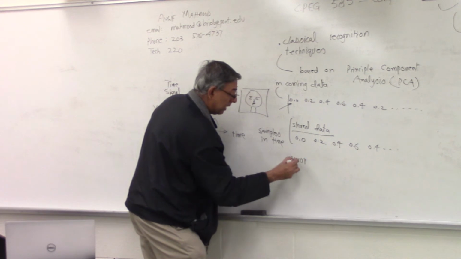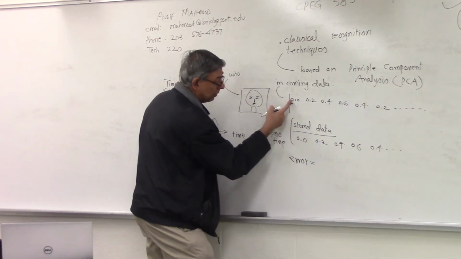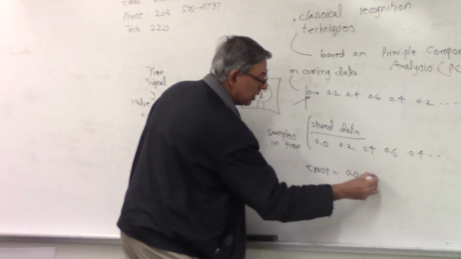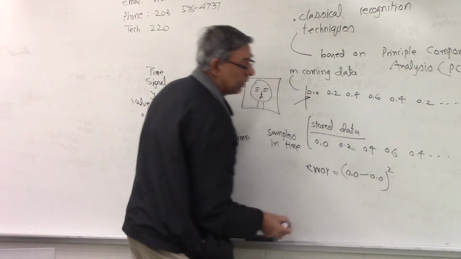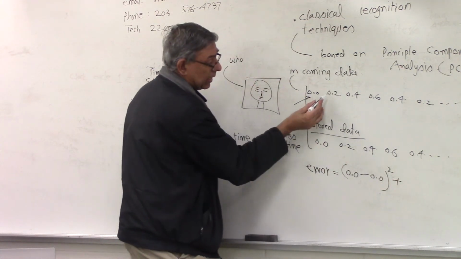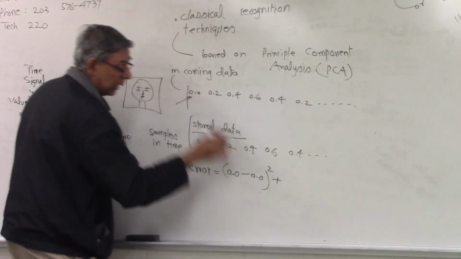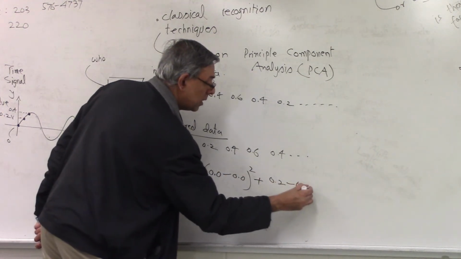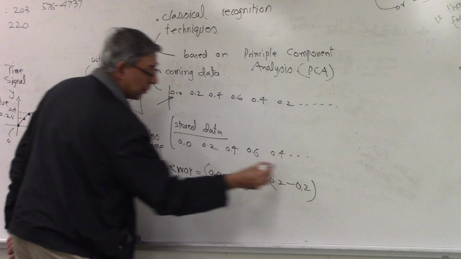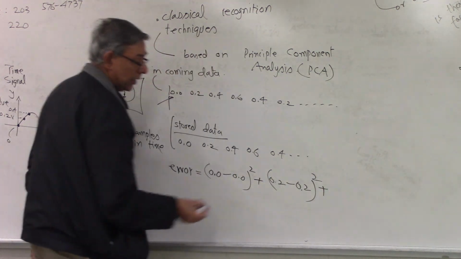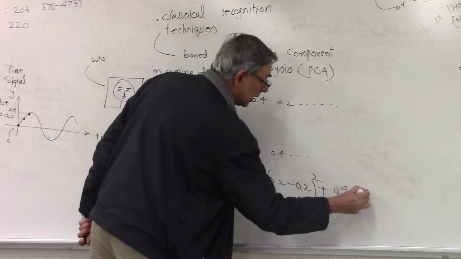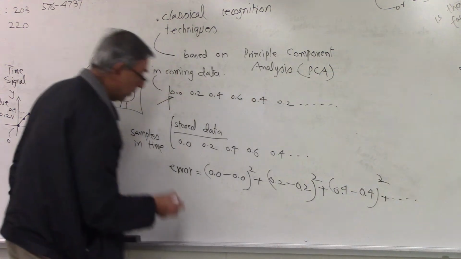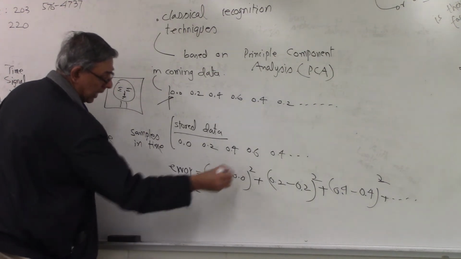and compute the error magnitude. So the error magnitude will be: incoming data is 0, stored data is 0, you subtract it, square it. Then you take a look at the second sample. Incoming data is 0.2, stored data is 0.2, you subtract them, square, plus 0.4 times next sample minus 0.4 square, and so on. Okay, so what will be the answer in this case?